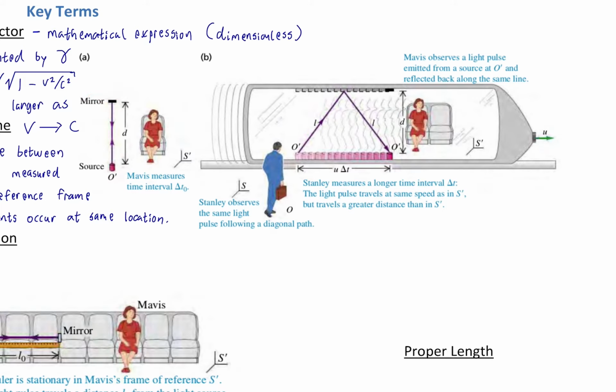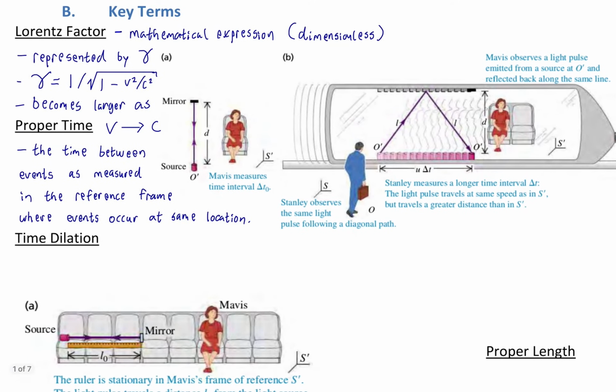If we set up one of these, we often call this a light clock, because we can measure the time it takes the light to go up, bounce off the mirror and come back. So if Stanley had set up one of these light clocks in his reference frame, and we were talking about the time for that to happen, well then he'd be measuring the proper time, okay? But the light clock is with Mavis, thus Mavis measures the proper time, okay? It's a very, very important definition there, okay?